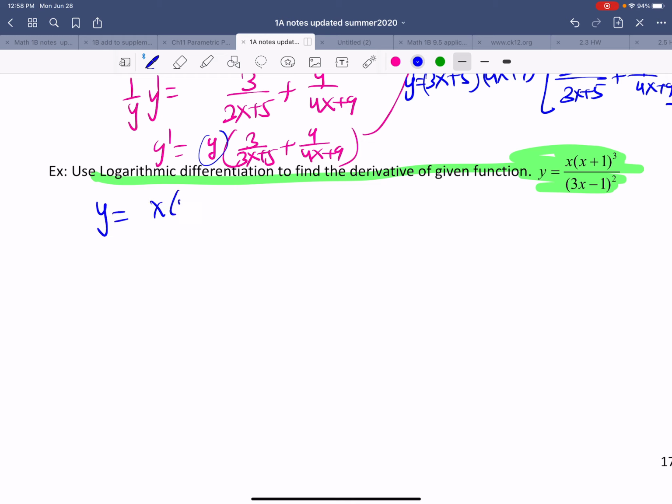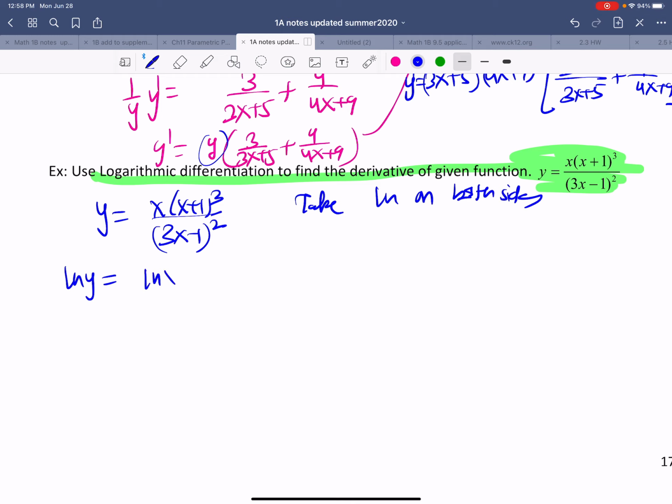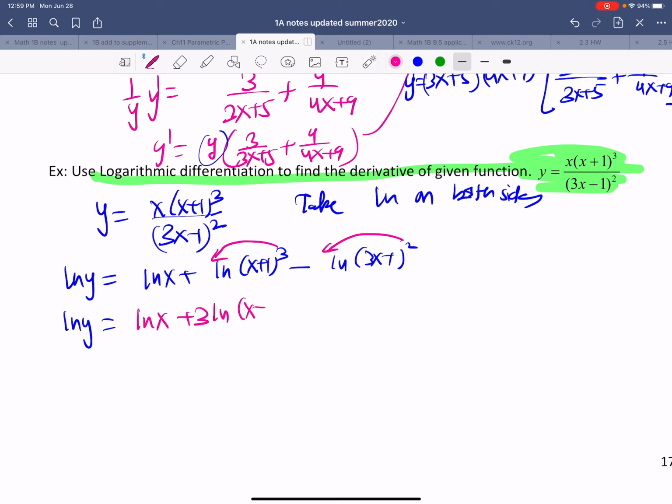So y is equal to x times (x plus 1) to the third over (3x minus 1) to the second power. Take natural log on both sides. So natural log of y is equal to, in the numerator I have a product, natural log of x plus natural log of (x plus 1) to the third, minus natural log of (3x minus 1) to the second power. Another beauty about logarithmic functions is that the exponent becomes a coefficient. So natural log of x plus 3 natural log of (x plus 1) minus 2 natural log of (3x minus 1).